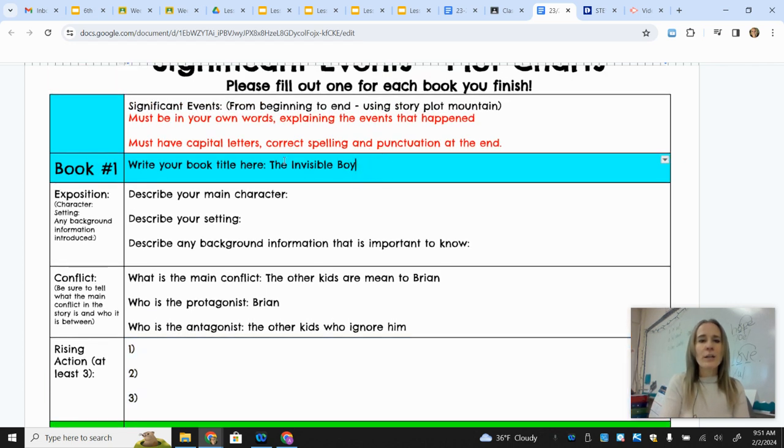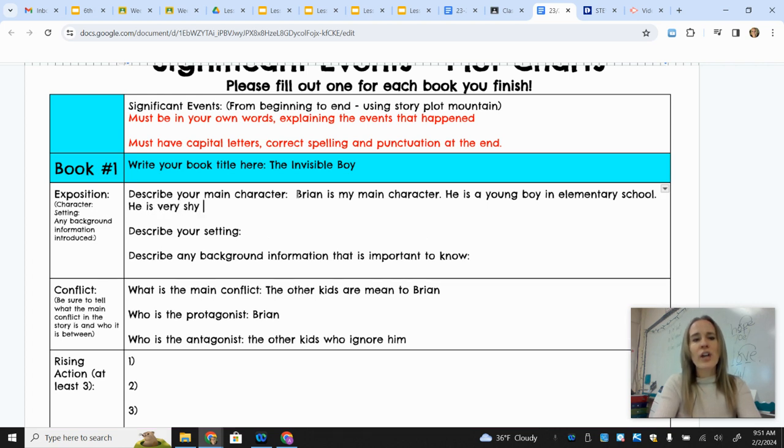Now, what you would do first is, and I'll have you do this today, you would write your book title in this blue row, okay, next to book number 1. You would write your book title. Then we have the exposition box, which is your character, setting, any background information. So you would describe your main character. Brian is my main character. He is a young boy in elementary school, because they don't come out and say his age, but I know that from reading the story that I can describe him that way. And I know he is very shy and doesn't have any friends, right?